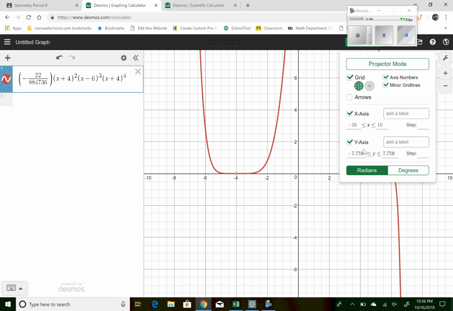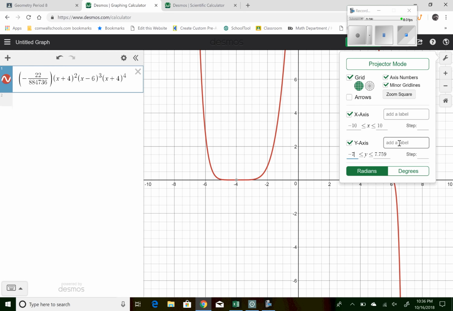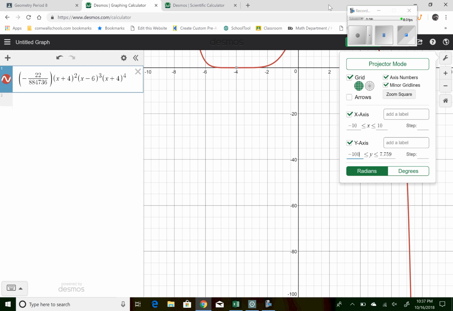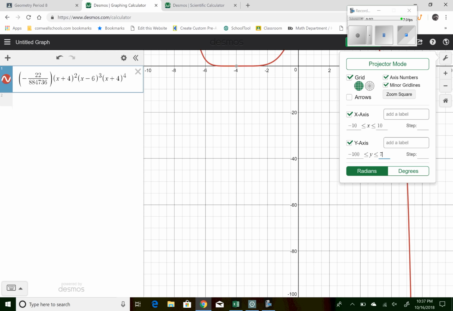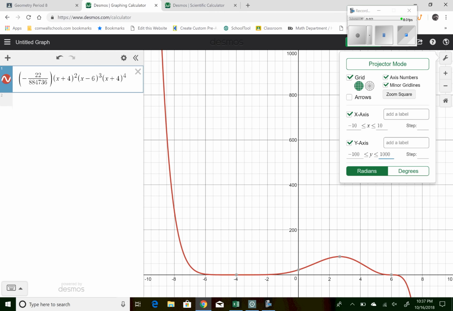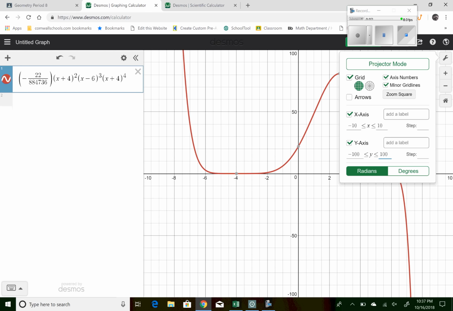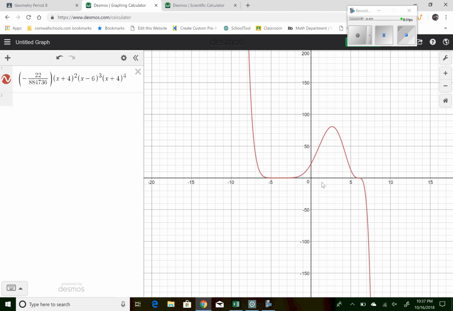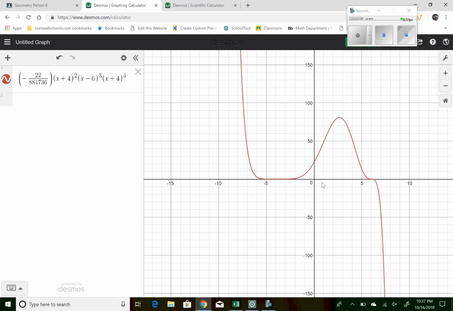For the y values, I'm going to start by making it negative 100. I look at my graph and I see I have way higher values above the x-axis. You might have way higher or lower values below the x-axis. So I know I'm going to have to make this a really big number. So I'm going to start by making it 1,000, right? So 1,000 is actually even too big. I can make mine probably just 100. So there's my graph, right? I could zoom in, zoom out. There's my graph.